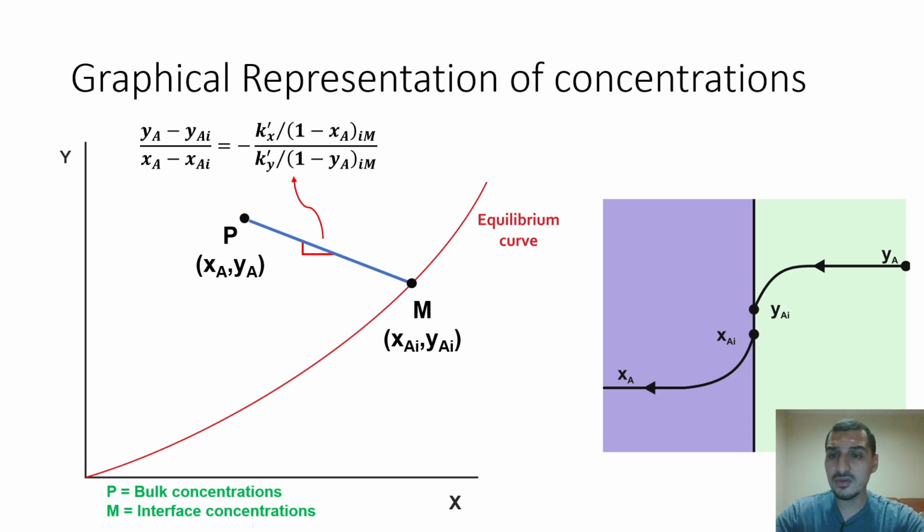So now let's say I want to calculate the interfacial concentrations. I know the bulk composition for the gas phase and for the liquid phase, and I want to know what is the concentration at the interface.